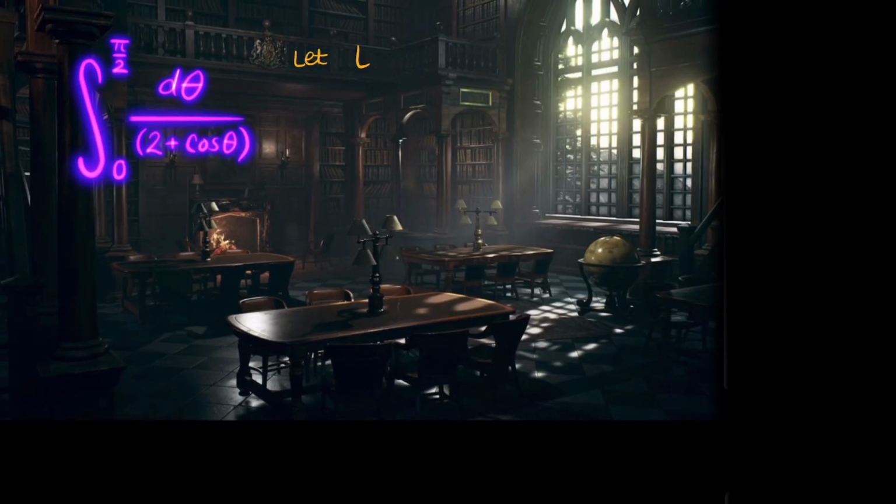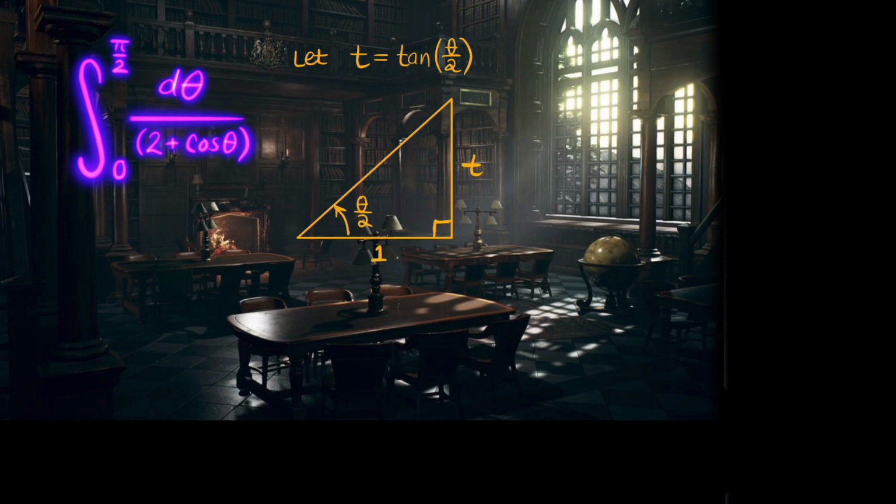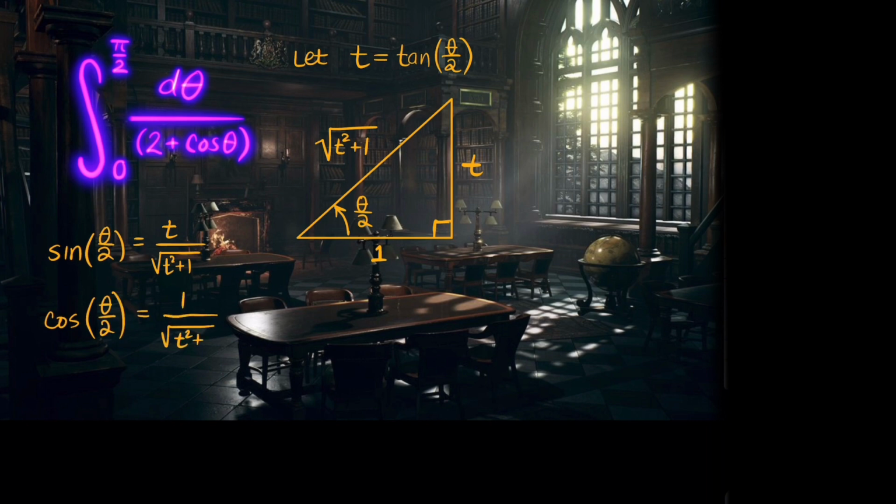So we begin by letting t equal the tangent of theta over 2, the half angle of theta. We then construct a right triangle using theta over 2 as our angle, and the tangent being the opposite over the adjacent, we make it t and 1. We find the hypotenuse to be the square root of t squared plus 1. This allows us to write expressions for sine of theta over 2 and cosine of theta over 2 in terms of t using this triangle.